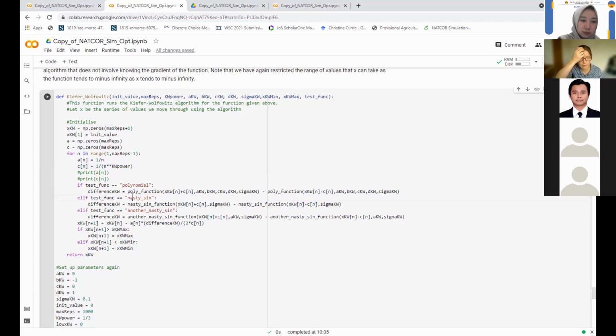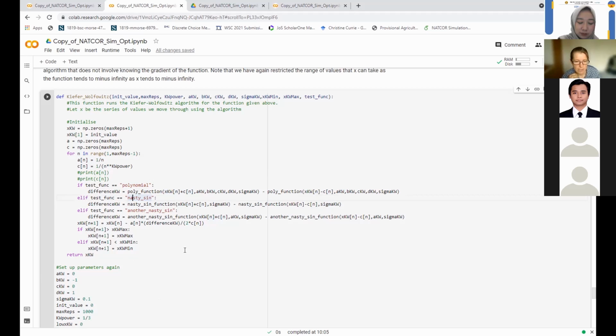Now, there are 2 other functions called nasty sign and another nasty sign. So it looks like nasty sin, which is not really what I'm after. This is a sine function, not a particularly bad act that someone has carried out. So these are other test functions that I've set up below, and we can have a look at those.